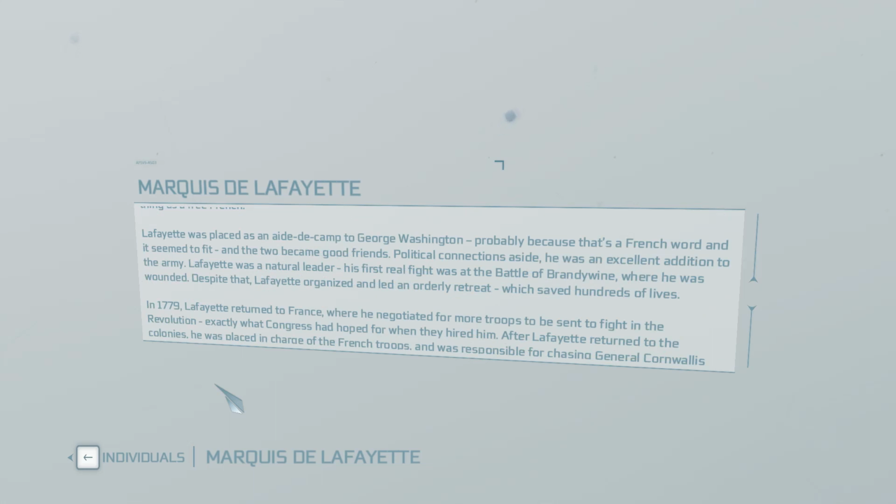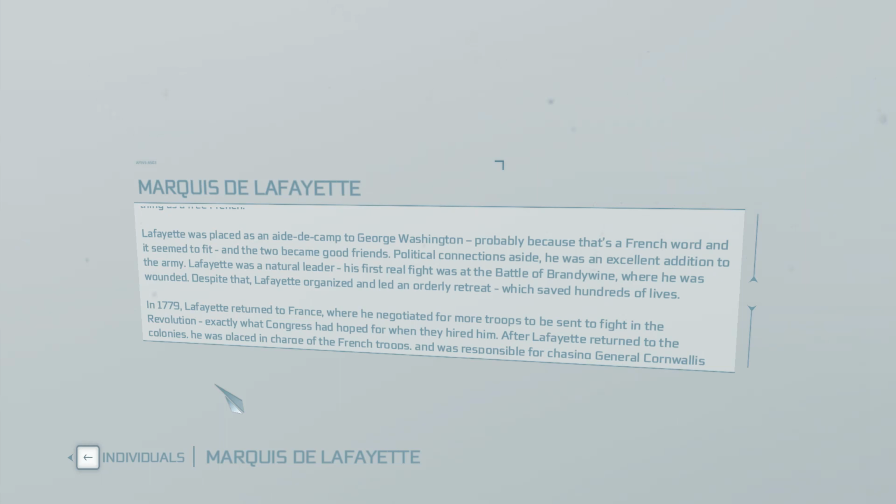There's no such thing as a free French. Lafayette was placed as an aide-de-camp to George Washington, probably because that's a French word, and it seemed to fit. And the two became good friends. Political connections aside, he was an excellent addition to the army. Lafayette was a natural leader. His first real fight was at the Battle of Brandywine, where he was wounded. Despite that, Lafayette organized and led an orderly retreat, which saved hundreds of lives.